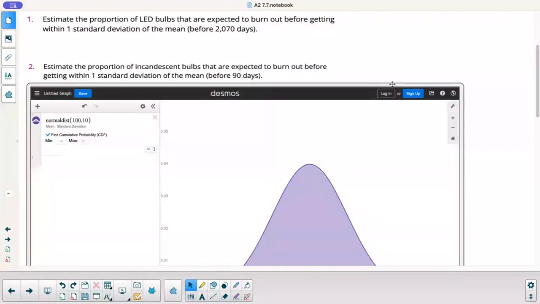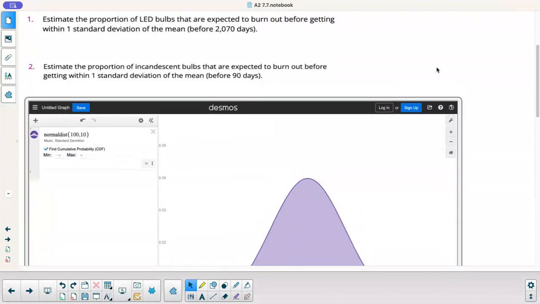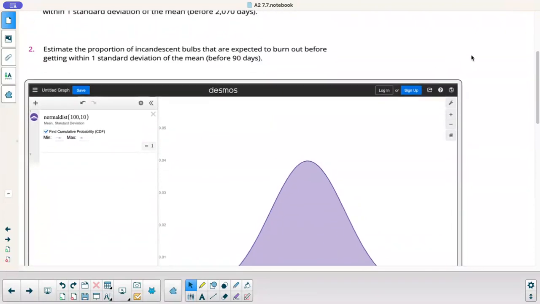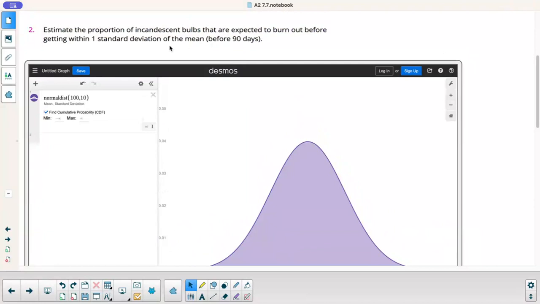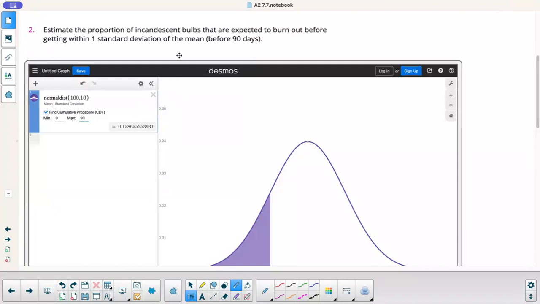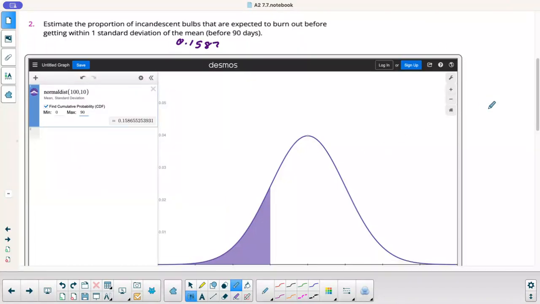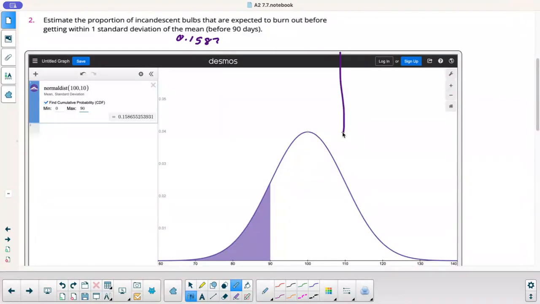Question 2. All right. Within 1 standard deviation of the mean, so before 90 days. So my minimum is 0 or negative infinity up to 90, and we get 0.1587. And we move down to number 4.